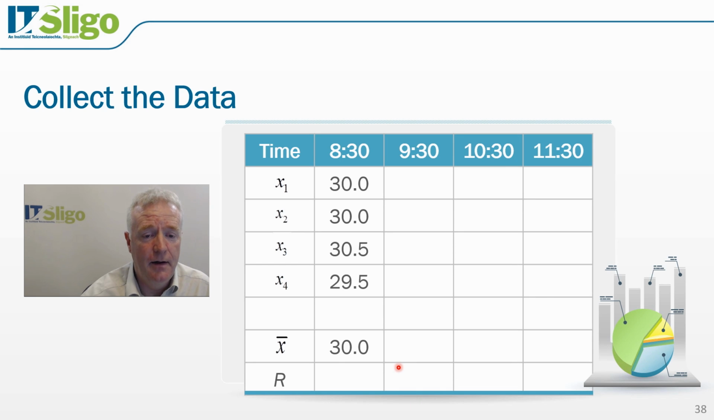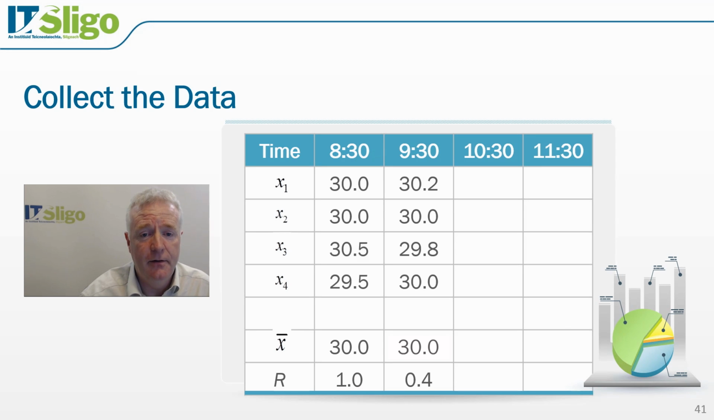The mean in this case is 30 and our range is 30.5 minus 29.5, maximum minus the minimum. So we have statistics on our process at 8:30. We take another set of measurements at 9:30.